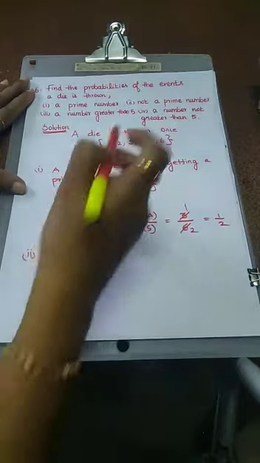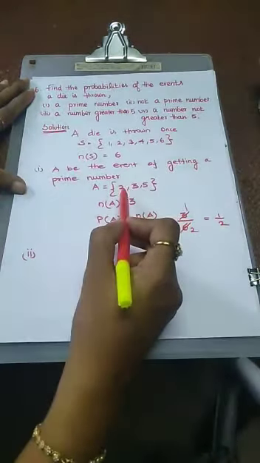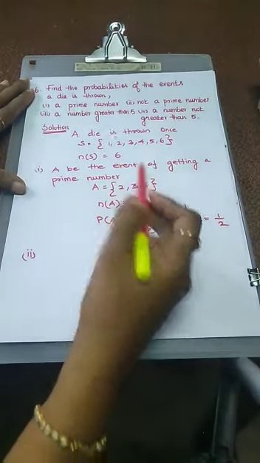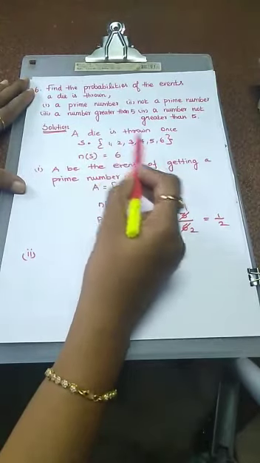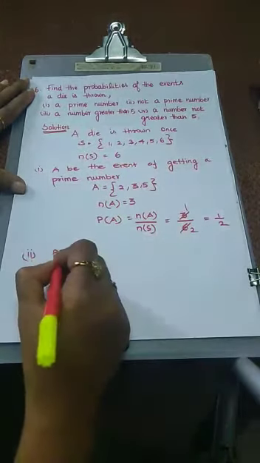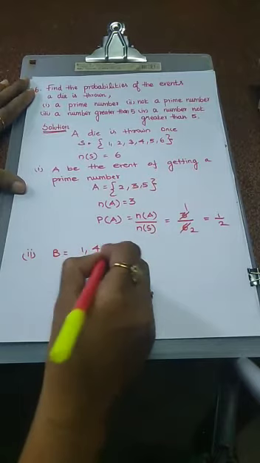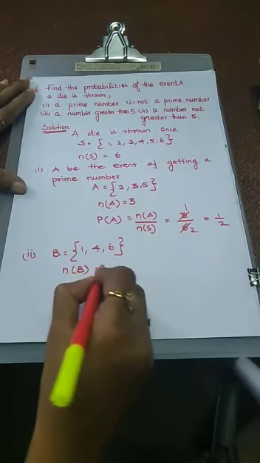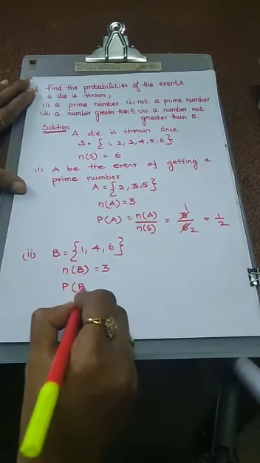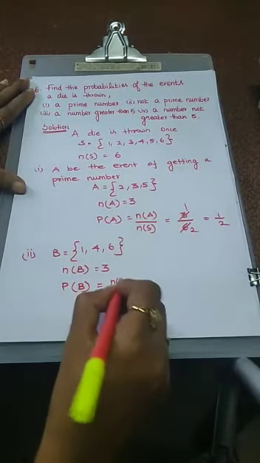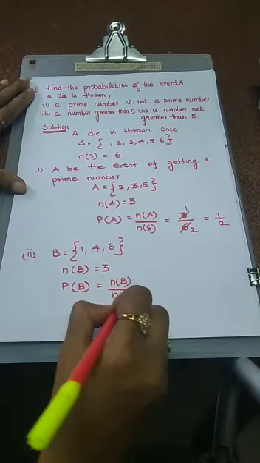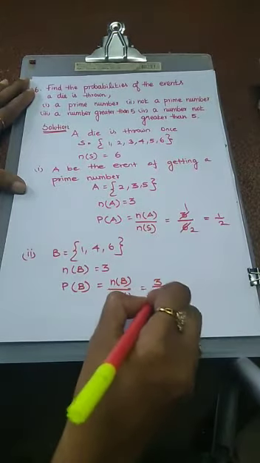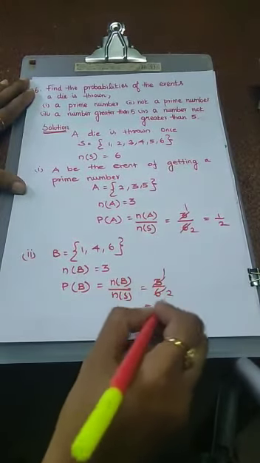What is the second subdivision? Not a prime number. We already calculated the prime number values. So not a prime number means 1, 4, 6 only. So B value is actually 1, 4, 6. These are not prime numbers. N of B equal to 3. What is the formula for probability of event B? N of B by N of S. So 3 by 6, the answer is actually 1 by 2.